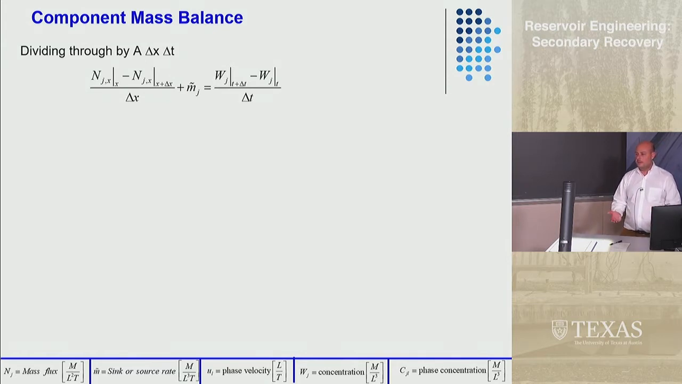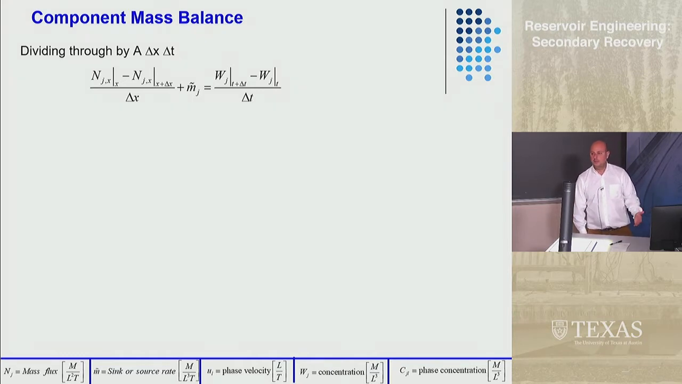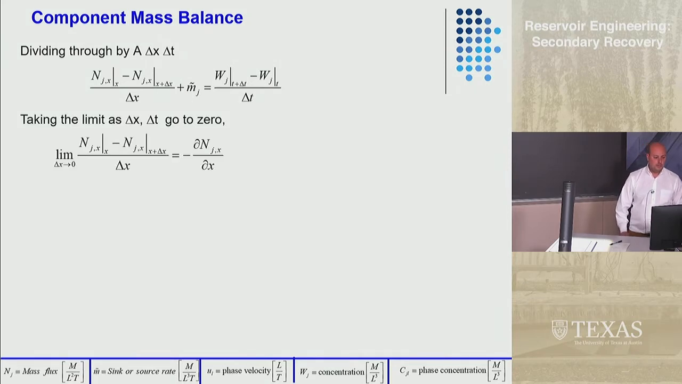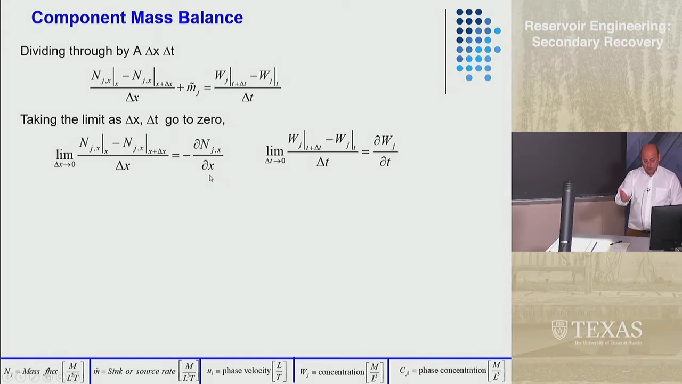So I'm going to take the limit as delta X and delta T go to 0. And we know from our calculus class that when we've got a denominator like this and we take the limit as delta X goes to 0 or delta T goes to 0, you get a derivative. In this case, it's going to be a partial derivative. So you take the limit as delta X goes to 0, you get the partial of your flux with respect to X, and you get a partial of Wj with respect to time.